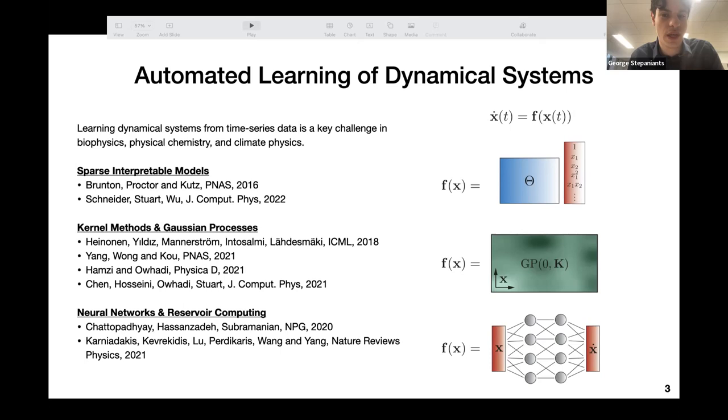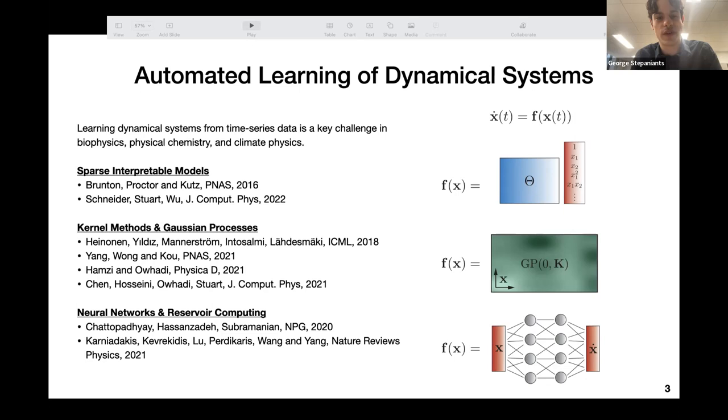So there have been many different methods for approaching this problem. Some of the earliest methods have tried to learn the right-hand side function f in a sparse basis, such as a sparse polynomial basis. There have been approaches that have tried to model f as a spatially varying function through kernel methods or Gaussian processes. And of course, very machine learning aligned approaches that have been using neural networks or reservoir computing. So all these approaches are very useful, and they all have their benefits and trade-offs. Today, I want to focus on the first group of approaches, which is trying to learn the right-hand side function of an ODE in a sparse polynomial basis.